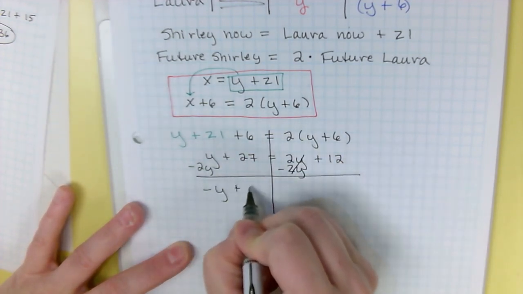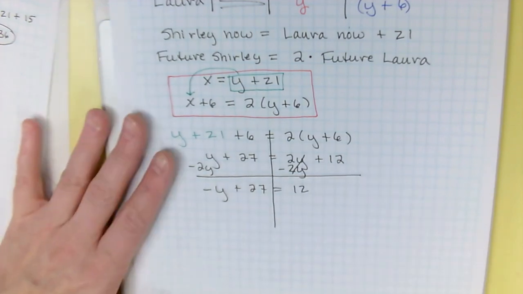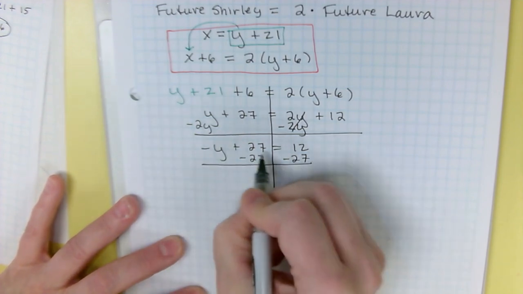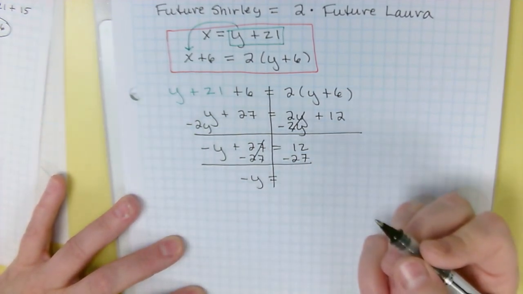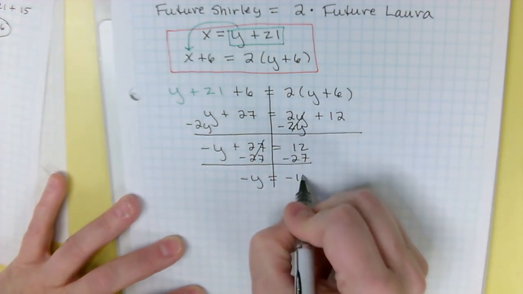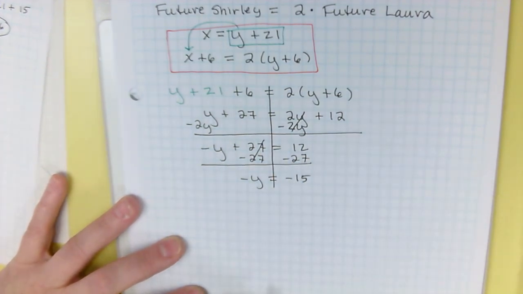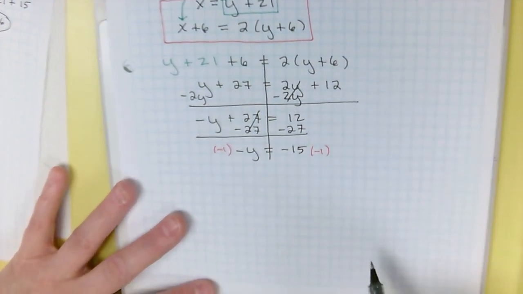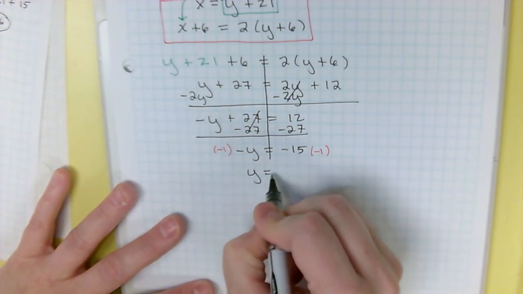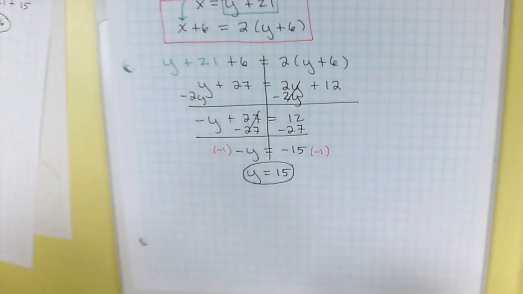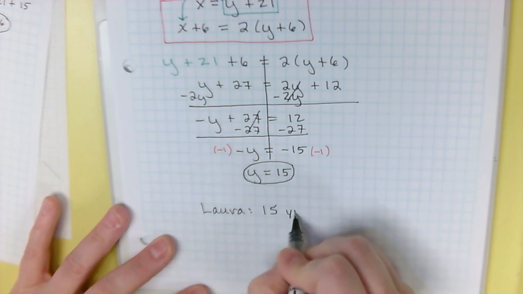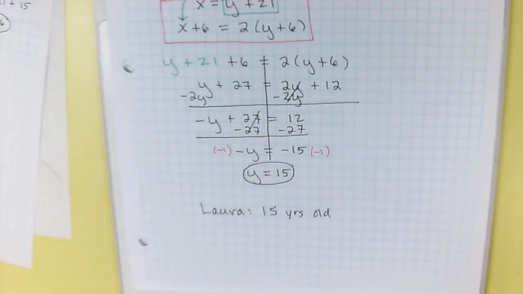So negative y plus 27 equals 12. And we're going to subtract 27 over to the right. So negative y equals negative 15. Multiply both sides by a negative 1 to get rid of the negative off of the y. Negative times a negative is a positive, y equals 15. So we've got Laura's age. Laura's going to be 15 years old, but we need Shirley's age.